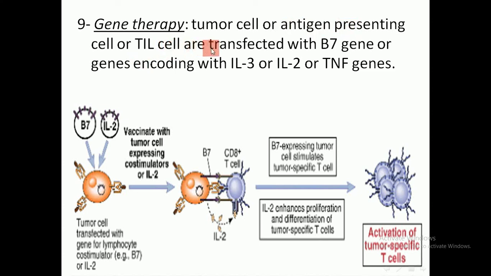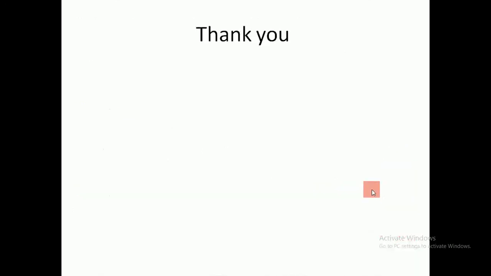And the last one, gene therapy: tumor cells or antigen presenting cells or T cells are transfected with B7 genes or genes encoding interleukin 3, interleukin 2, or tumor necrosis factor. And this is the tumor cell or antigen presenting cell or dendritic cells or T cells, transfected with plasmid that has genes that code for interleukin 3, interleukin 2, tumor necrosis factor. And this will bind with the T lymphocyte, and this enhances the proliferation of T cells.